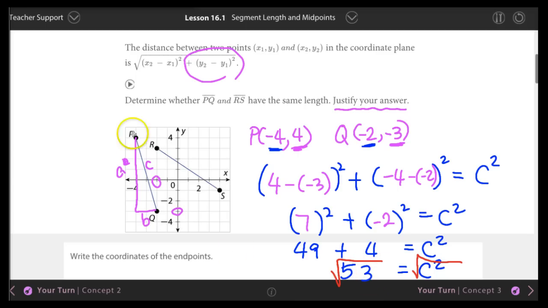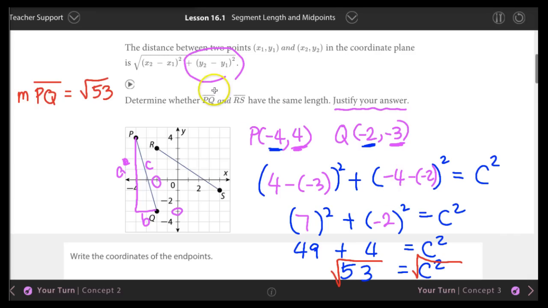So how long is segment PQ? Okay, right. So now I'm going to write it here. I'm just going to write segment PQ like this, okay? Well, how long is it? Oh, wait. The measure of segment PQ is square root of 53.